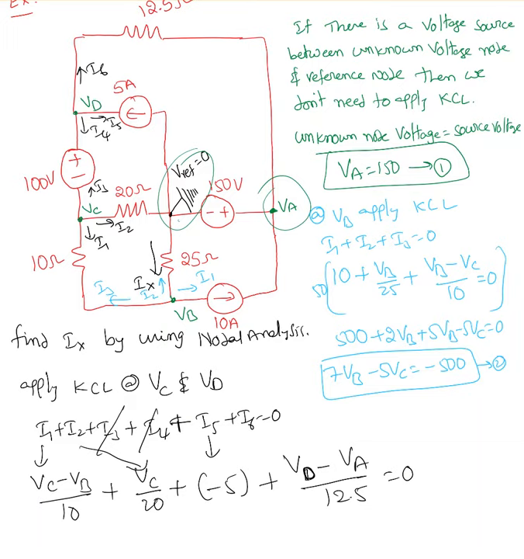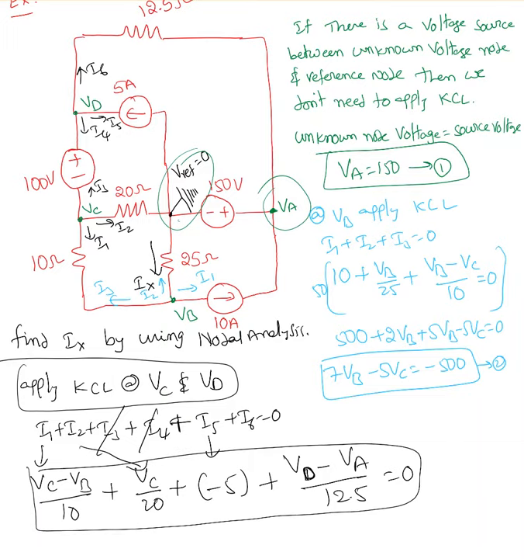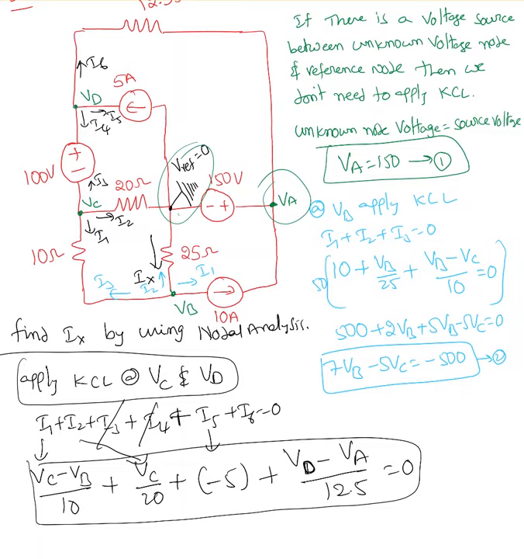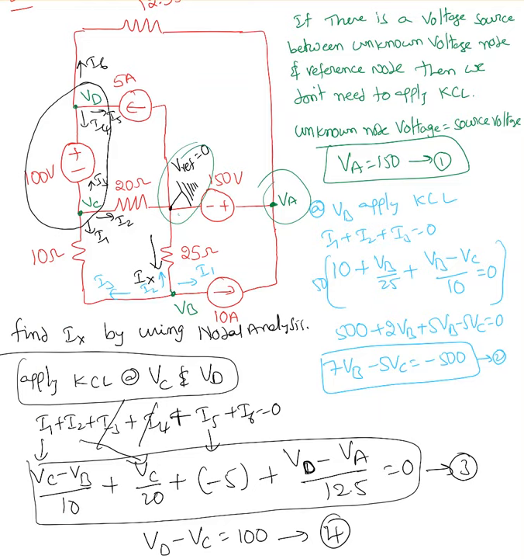Now when you look at the supernode VC and VD, you end up with two equations. One is a very long one, and another one is a small one. That small one is VD minus VC equals 100. This is my fourth equation. That's third, this is my fourth. So you have four unknowns, four equations. Solve for VB. Once you find VB, you can find Ix.